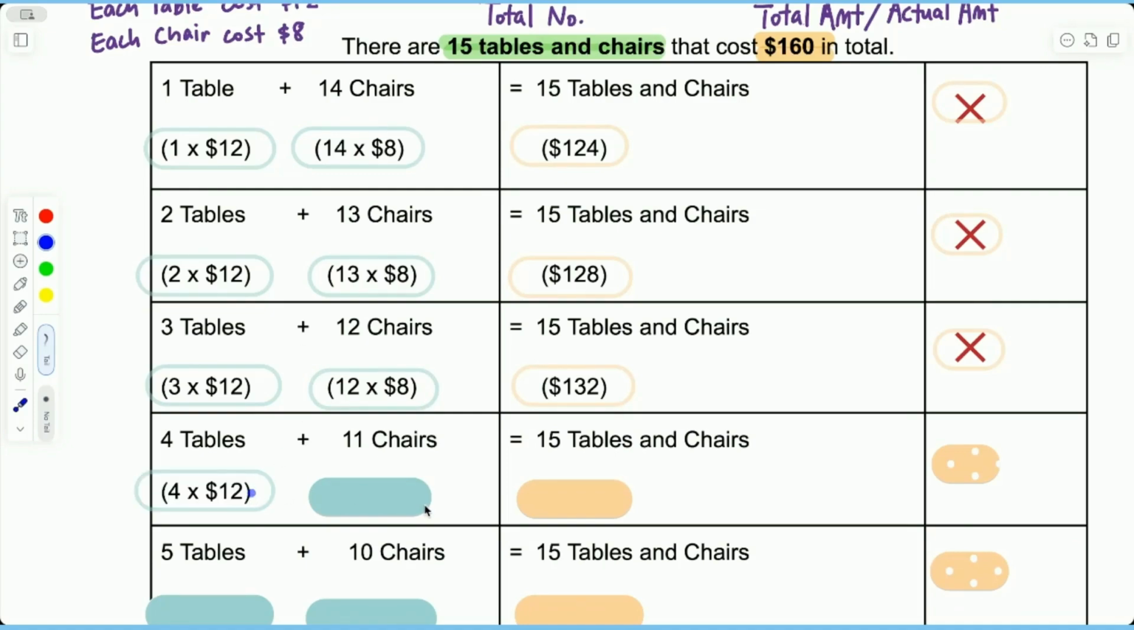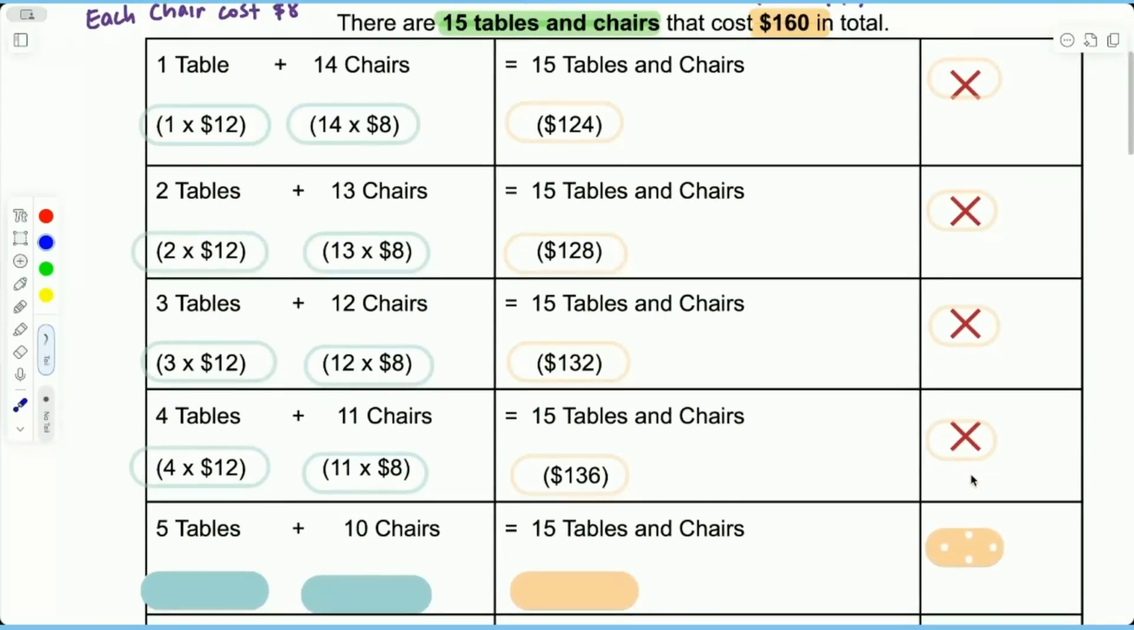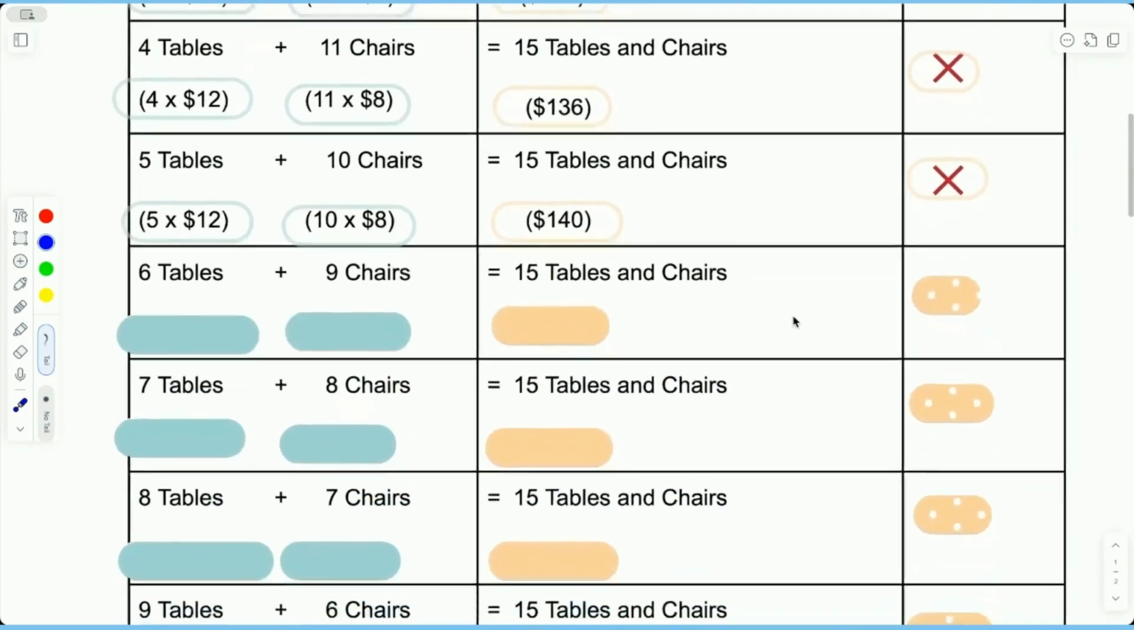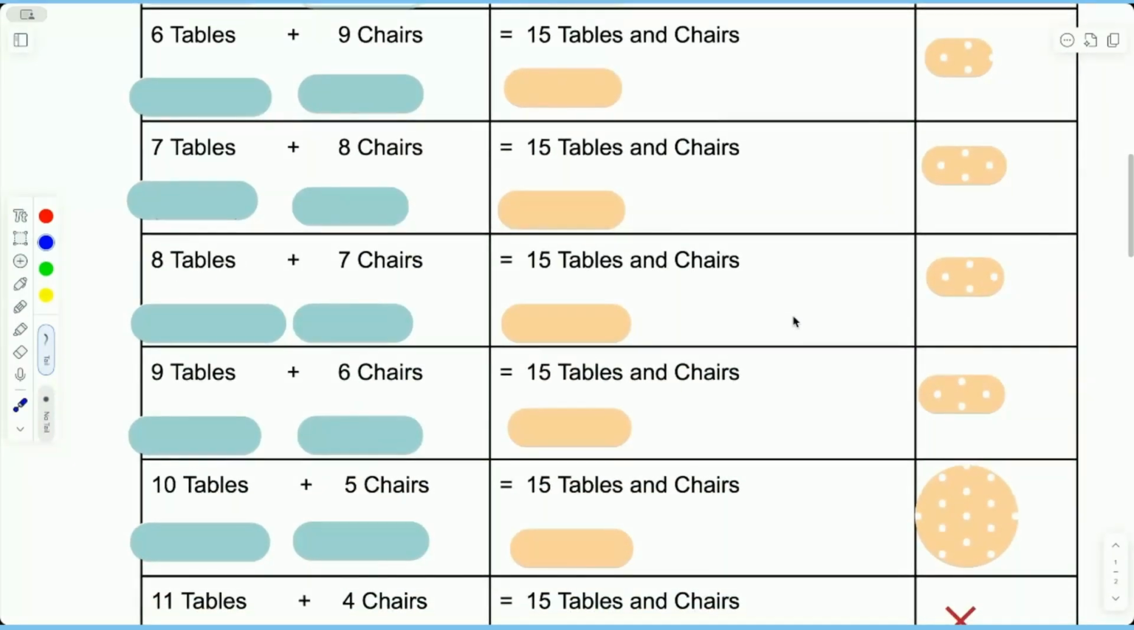4 tables and 11 chairs cost $136, and this is not the actual amount spent. 5 tables and 10 chairs cost $140. This is again not the actual amount spent. The actual amount is $160. Let's continue to move down the list. 6 tables, 9 chairs, $144. This is not. We are looking for $160.